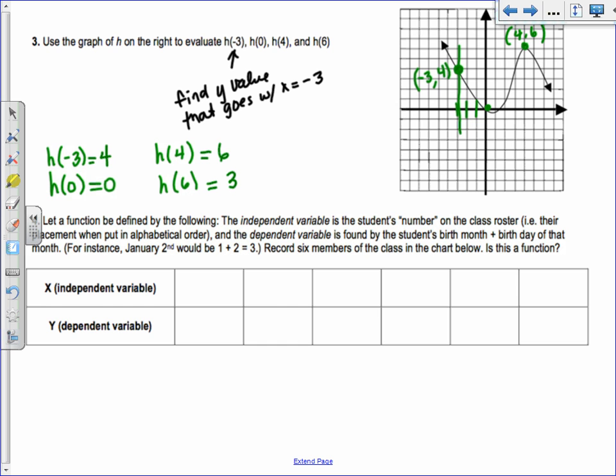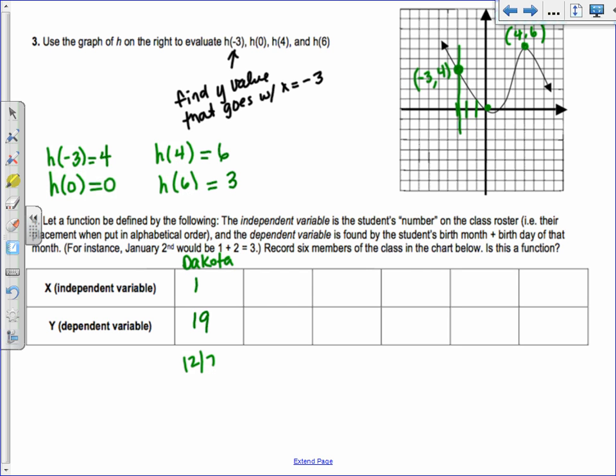Okay, so let's say, oh, who's first on my roster? Let's go with Dakota Allen, first on the roster. So Dakota, his independent variable is 1. He's first on the roster. What's your birthday? December 7th? Pearl Harbor, right? 12/7. So what's his number? 19. Does this make sense?